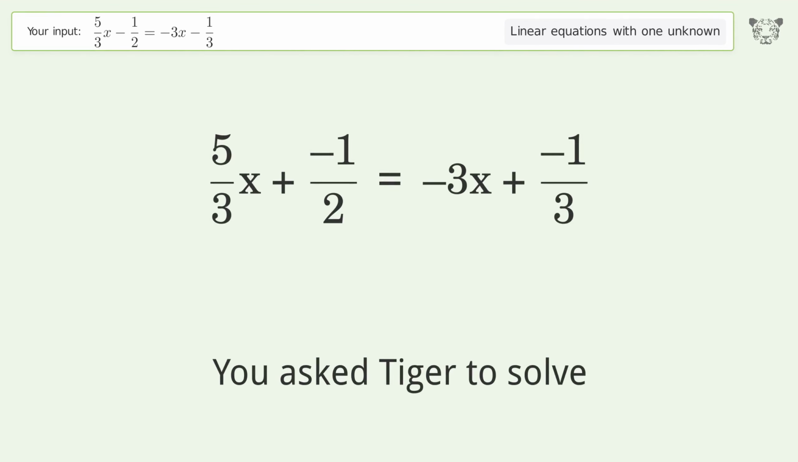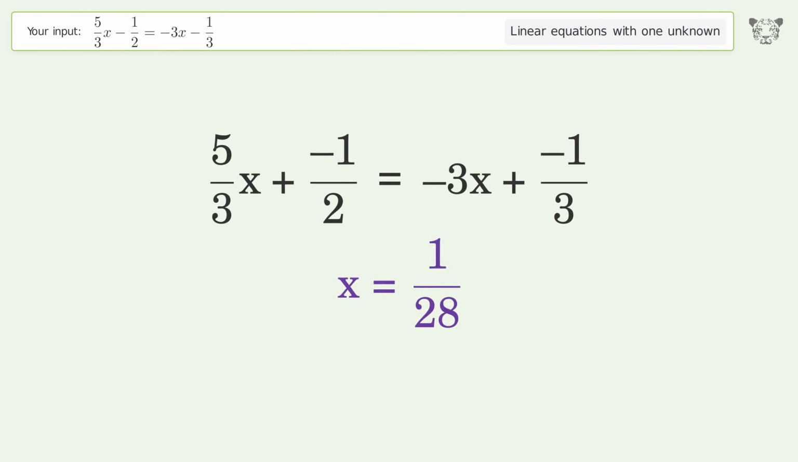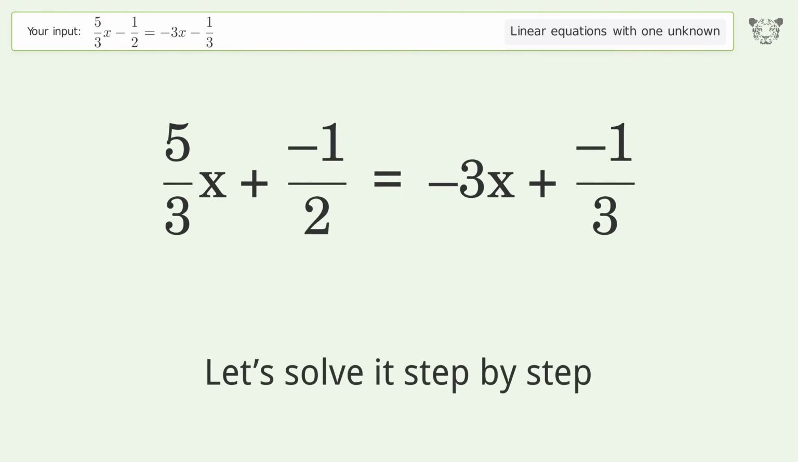You ask Tiger to solve. This deals with linear equations with one unknown. The final result is x equals 1 over 28. Let's solve it step by step.